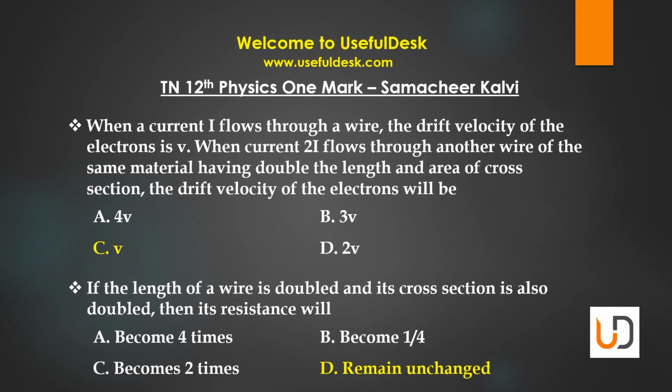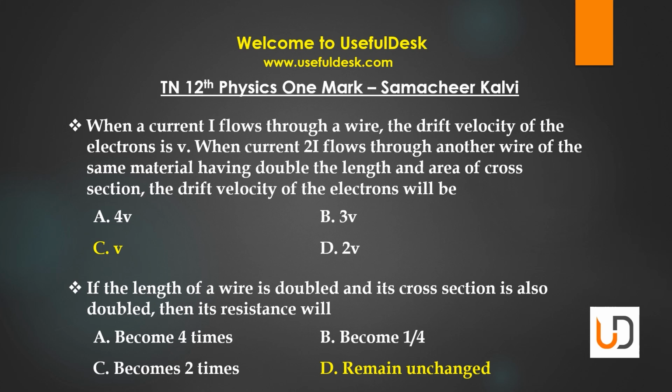The next question is: when a current I flows through a wire, the drift velocity of the electrons is v. When current I flows through another wire of the same material having double the length and area of cross-section, the drift velocity of the electrons will be. The options are 4v, 3v, v, 2v. The correct answer is v.